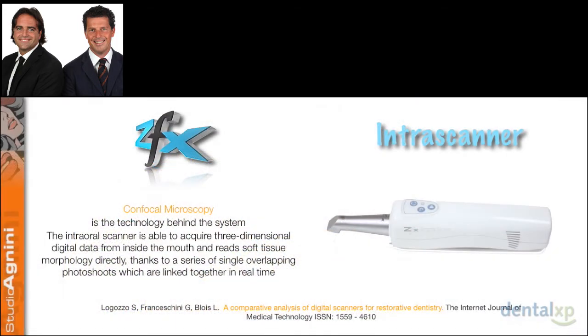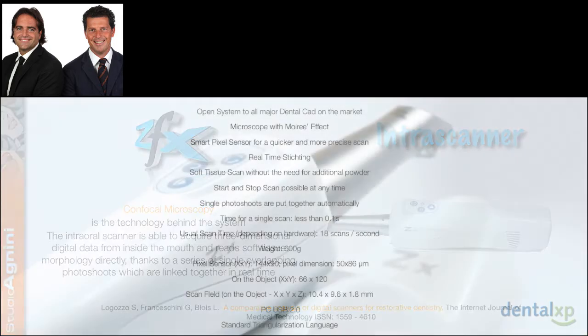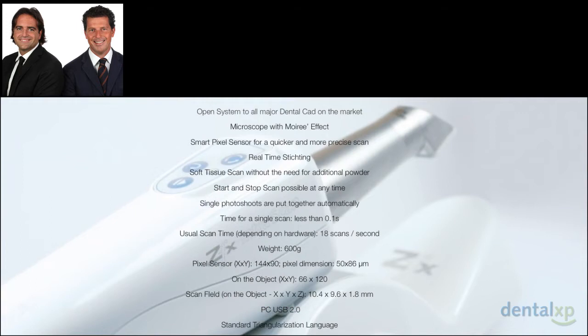The confocal microscopy is the technology that is behind the system. This scanner permits us to acquire three-dimensional digital data from inside the mouth, and it can also read soft tissue morphology directly, thanks to a series of single overlapping photoshoots which are linked together in real time, and we are going to see exactly how we can do that. Those are the main characteristics of the system.